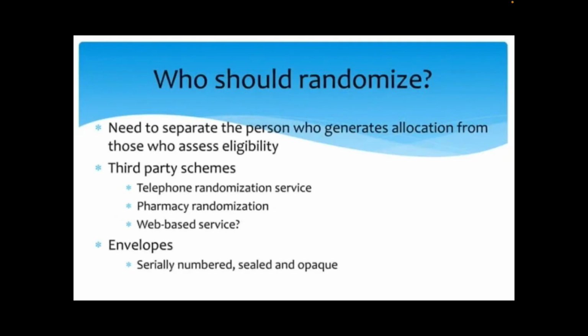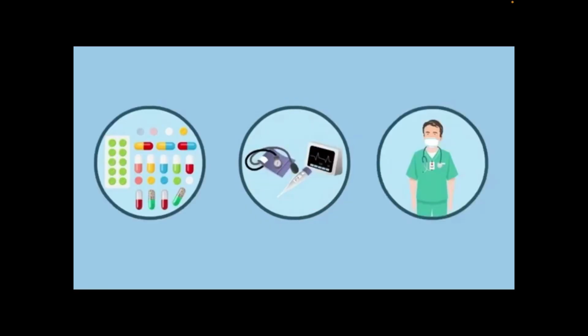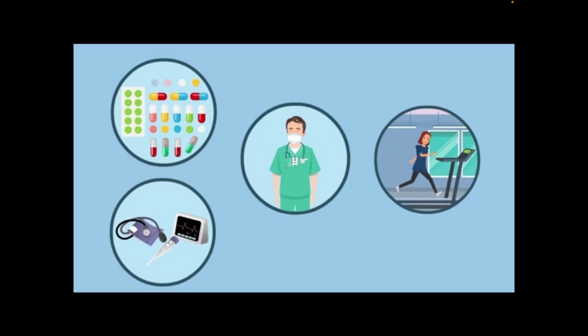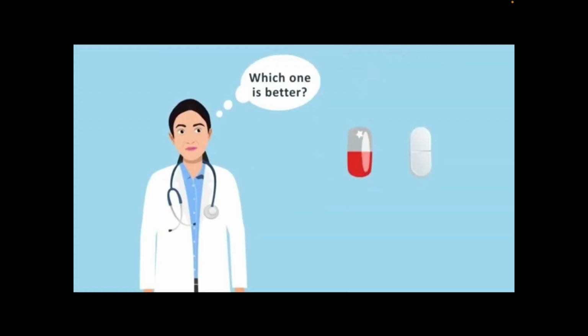Who should randomize? We need to separate the person who generates allocation from those who assess eligibility. Options include a third-party scheme, telephone randomization service, pharmacy randomization, web-based service, and envelopes with serial numbers, sealed and opaque. This trial tests many types of treatments, such as medication, medical devices, surgical techniques, physical therapy, and behavior therapy.